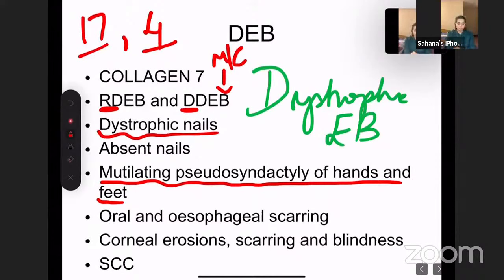The other important thing to remember here is corneal erosion, scarring, and blindness. Very important in dystrophic EB, doesn't happen with other types of EB. There is erosion of the corneal epithelium, which can lead to scarring and blindness. And there is high propensity to develop squamous cell carcinoma.